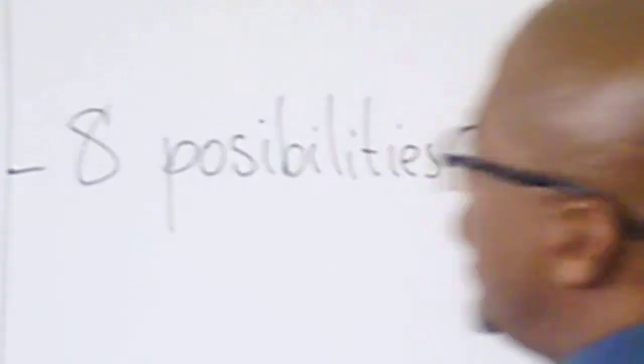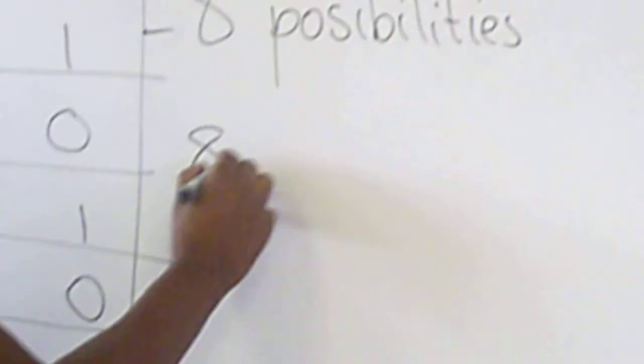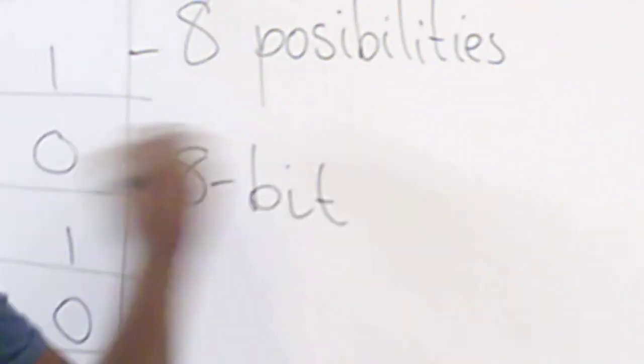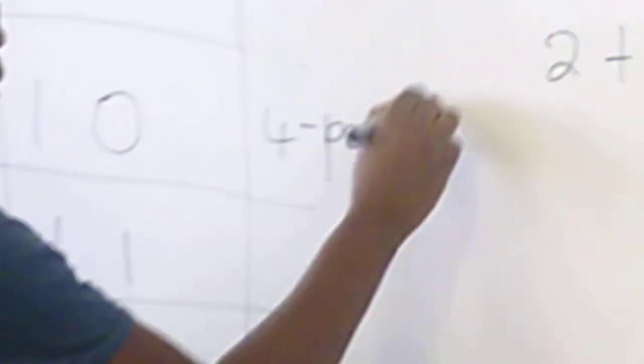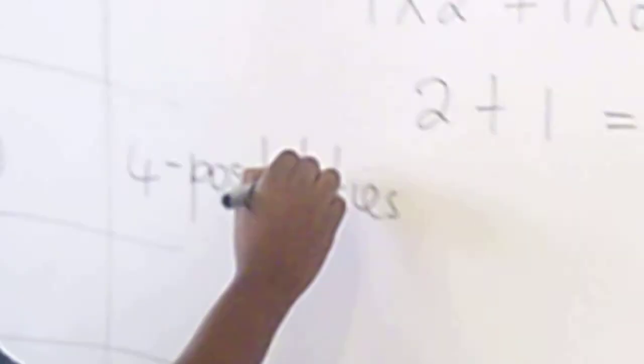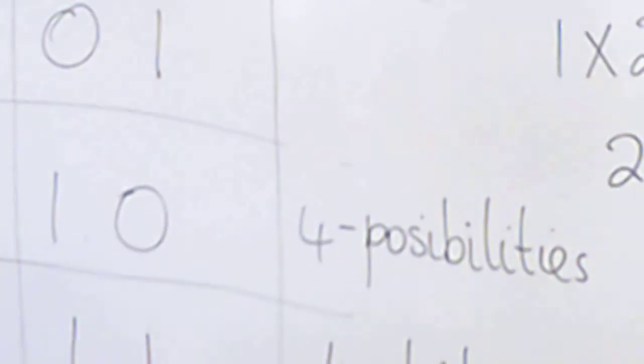8 possibilities. I have the first possibility, the second possibility, the third, the fourth, fifth, sixth, 7, and 8 possibilities. They actually call it an 8-bit. This one is called 4 possibilities. It's a 4-bit.